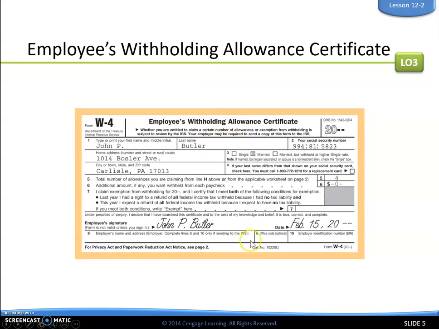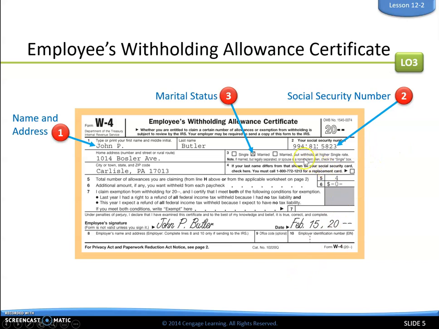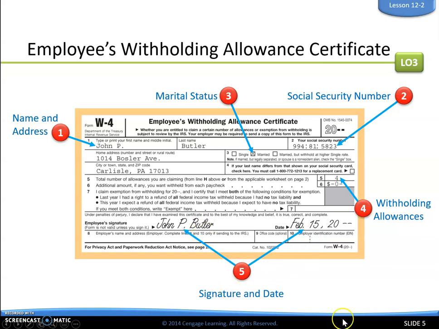Here's an example of what a W-4 looks like though. So you'll see some information up at the top, like our employee's name and their address. Their Social Security number will be listed. They also will have their marital status listed. And then here's where we're going to see our withholding allowances. So that video that I just talked about on the previous slide, that's where she talks a little bit about those withholding allowances and what those mean. And then it needs to be signed by the employee and also dated.